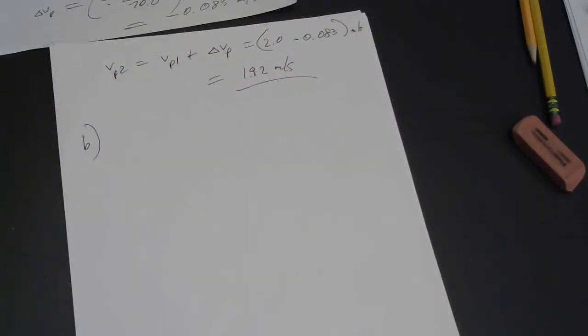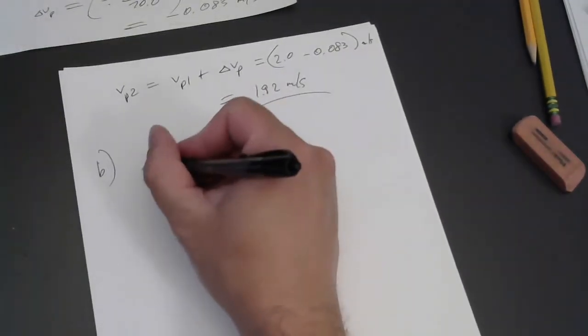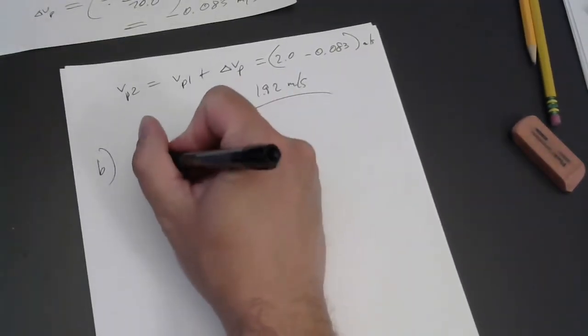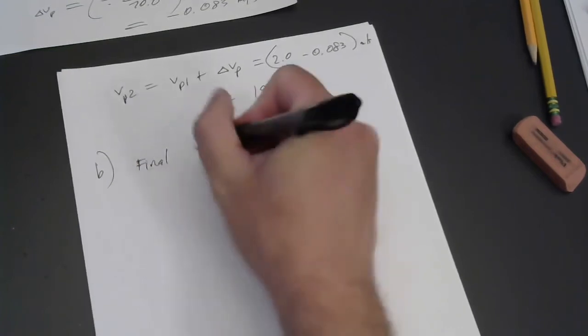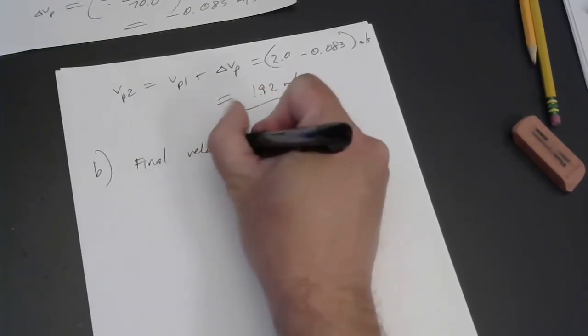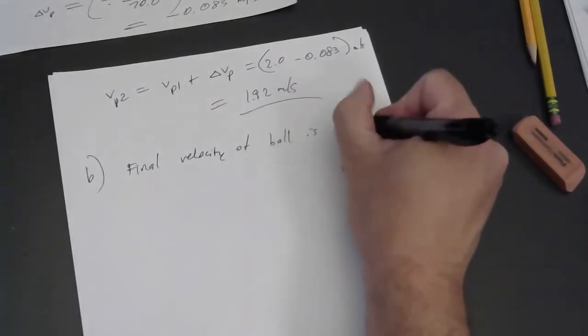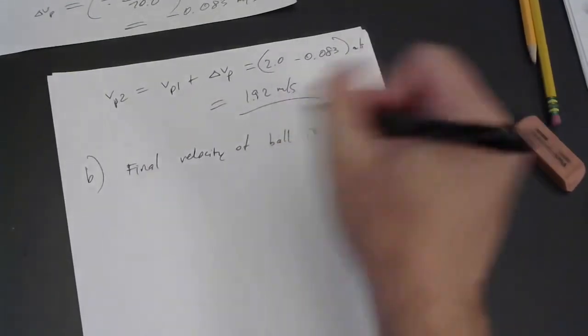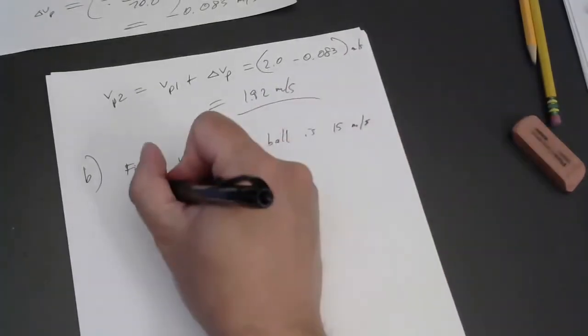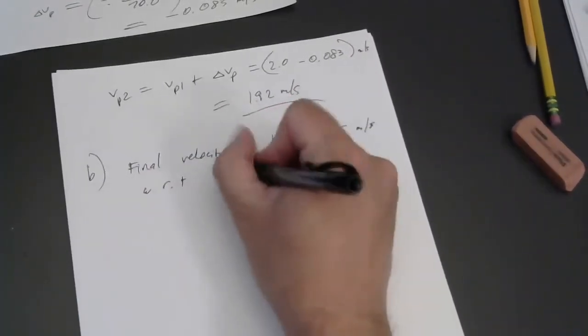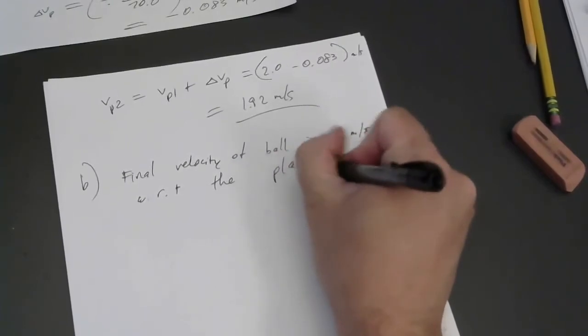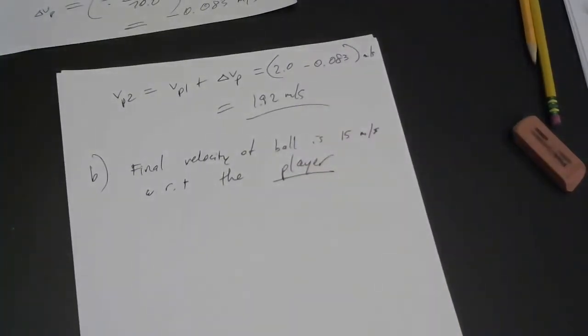Okay, part B is a little different. Now we can say the final velocity of the ball, this is what we're told, is 15 meters per second. This time it's with respect to the player, not the ground. So think about that for a moment.